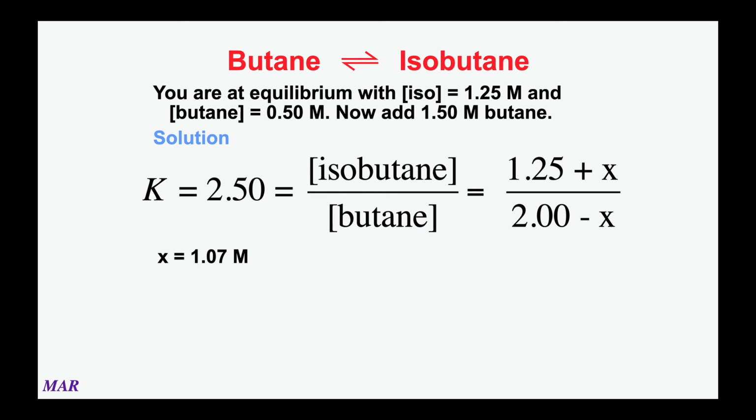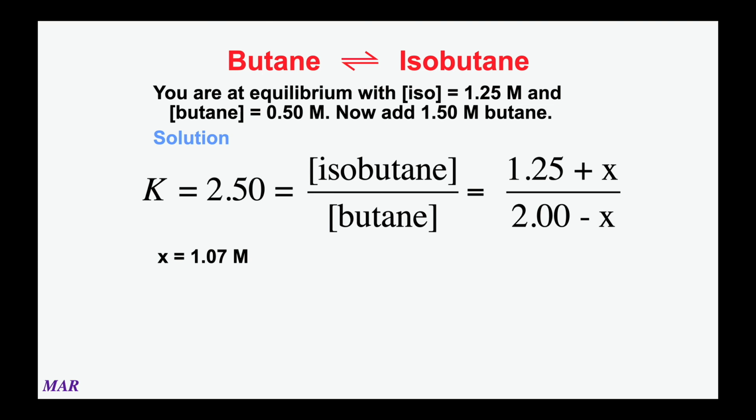Now at this point, if you haven't done math for a while, I'd like you to try and go from this part to an X value of 1.07. This is a good test of your math skills. I want to make sure you've got it. Yes, you can absolutely cheat if you have the solve button, but if you don't have the solve button, here's what you would do. 2.50 times, parentheses, 2 minus X equals 1.25 plus X.